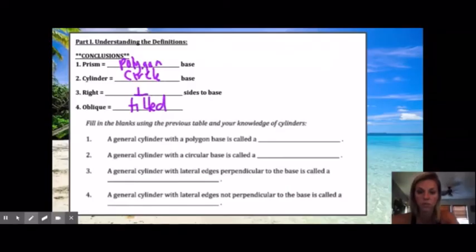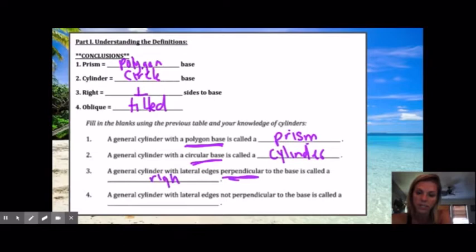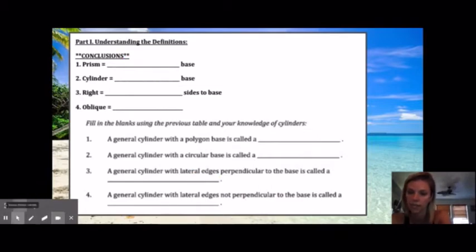So quick review. A general cylinder, they kind of classify all these as cylinders, which I don't like. But if it has a polygon base, we're going to say it's a prism, polygon, PP. If it has a circular base, circular, cylinder. If the edges are perpendicular, it's called right. If the edges are not perpendicular, it's called oblique. So far, so good? I hope so.